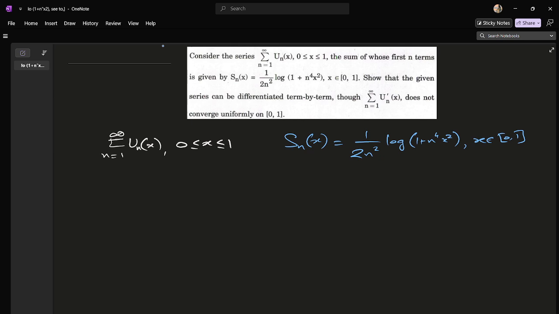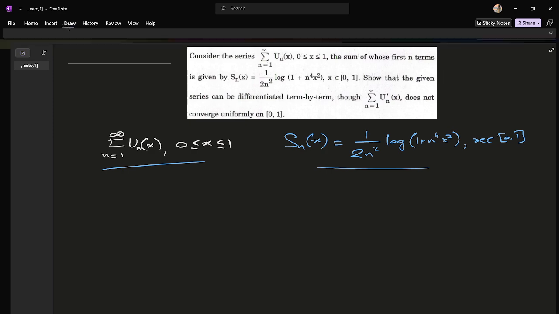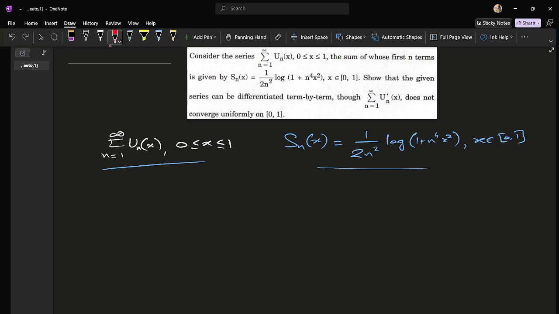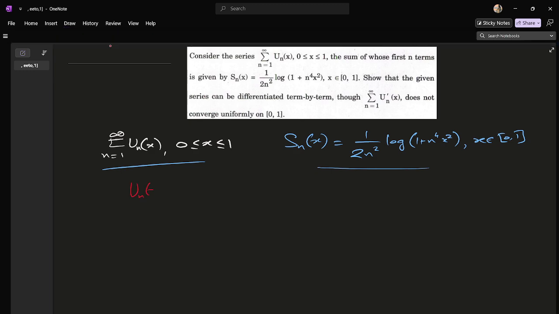Now, what can be done? We aim to analyze the series. Our partial sum is this. Now we have to find the terms of the series u_n(x). So the nth term, that means u_n(x), is equal to S_n(x) minus S_(n-1)(x).